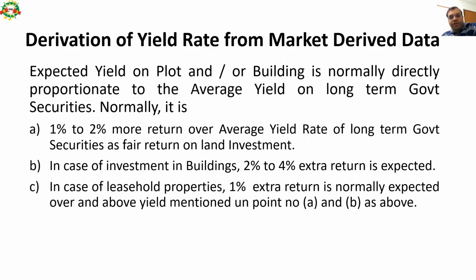So normally it is 1 to 2% more return over the average yield rate of long-term government securities as a fair return on land investment. So if government securities are giving a yield of, say, 5% and I own a plot, my expected yield should be in the range of 6 to 7%.